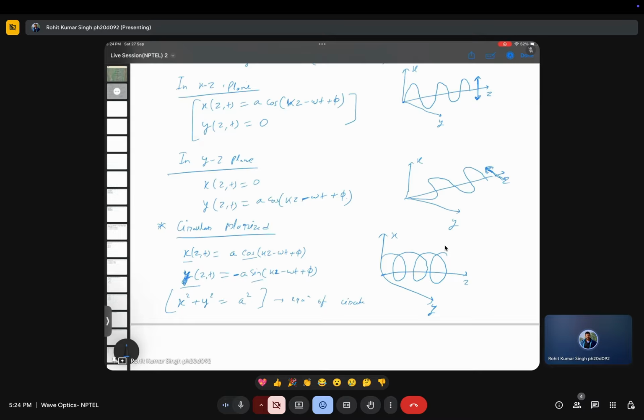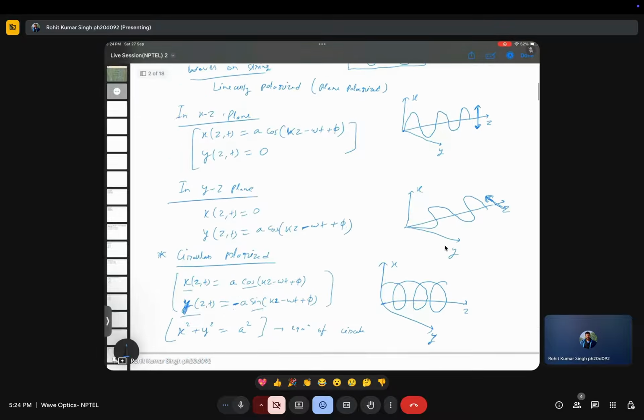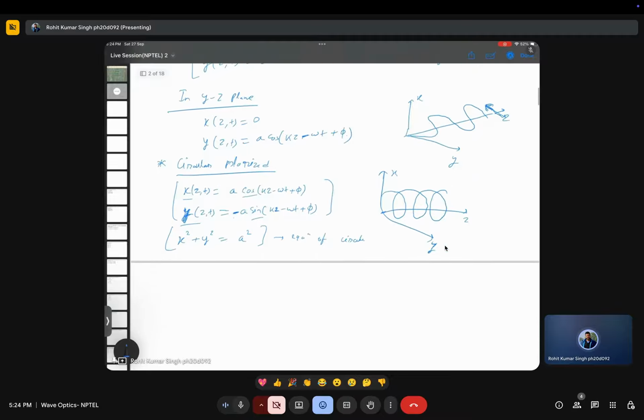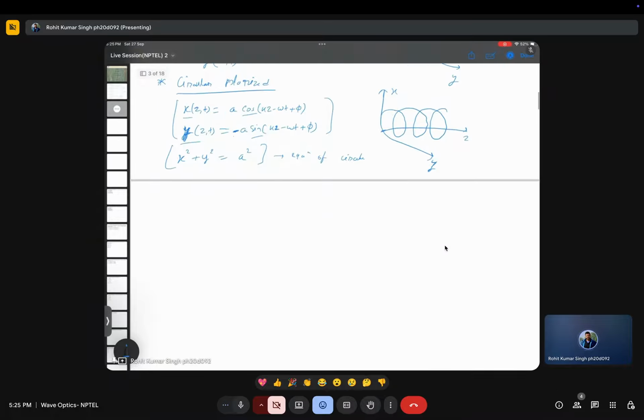So this is how you can mathematically represent it. And the minus and plus sign will basically make it rotate either clockwise or counterclockwise. That will be determined by the negative or positive sign of the y component. Now this is fine. So now you take a string and start oscillating it in a single direction, and you produce a linearly polarized wave like this.